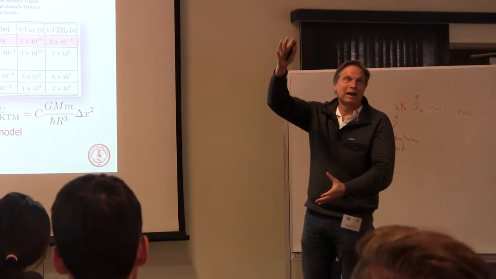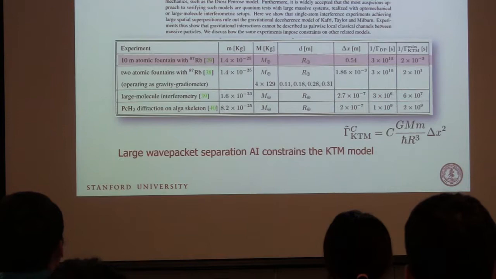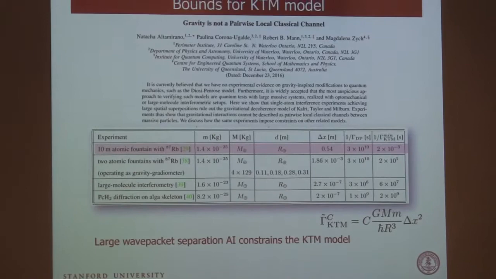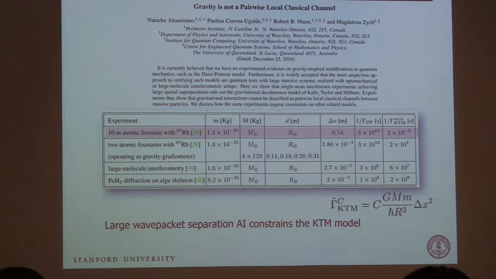And the dephasing rate for the KTM model is proportional, it turns out, to the separation of the wave packet squared and a bunch of constants. Do I believe in this model? I don't know. I'm just an experimentalist. I just go out and observe the interference, and then people who are building models of space and time and gravity should tell us whether or not their model will support interference.